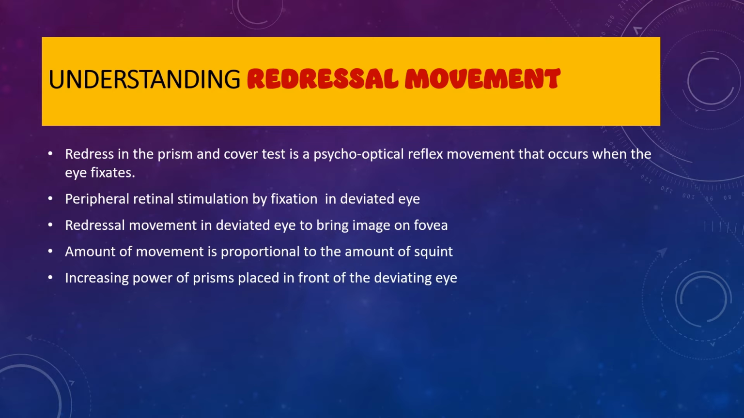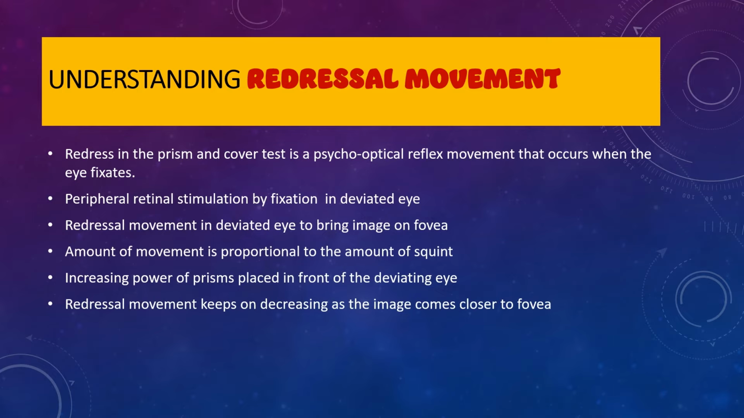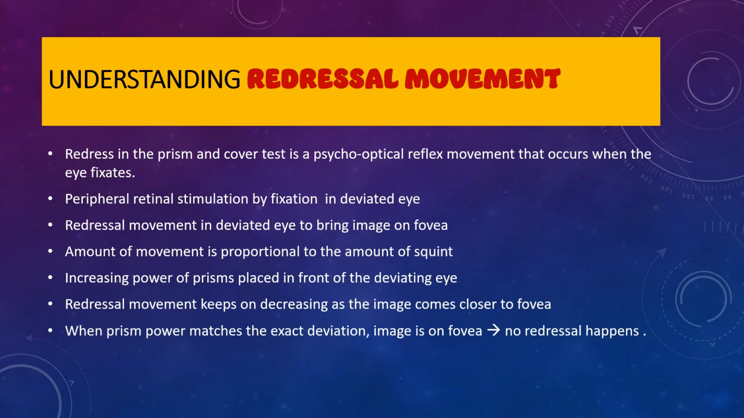And now you're going to keep on increasing the power of prism placed in front of the deviating eye. Start with the low prism power and then keep on increasing. As you increase the power of the prism, the redressal movement is going to keep on decreasing, and as the image is going to come exactly onto the fovea, you will see that at one point there will be no redressal movement. Okay, and that is your prism power. Now if you were to go one step further and increase the prism power by one more step, what will happen? The redressal movement will now reverse.